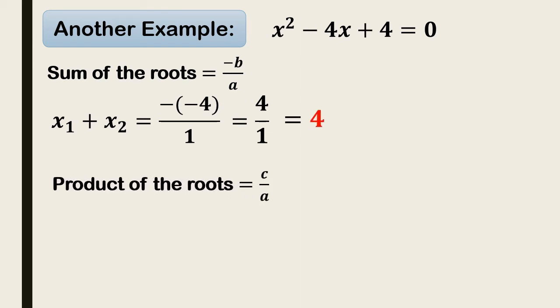Next, let's find out the product of the roots. So, c over a, substitute the value. C is equal to 4 and a is equal to 1. So, let's divide it. 4 divided by 1, the answer is 4. So, therefore, the sum and the product of the roots of the quadratic equation x squared minus 4x plus 4 equals 0 is 4.